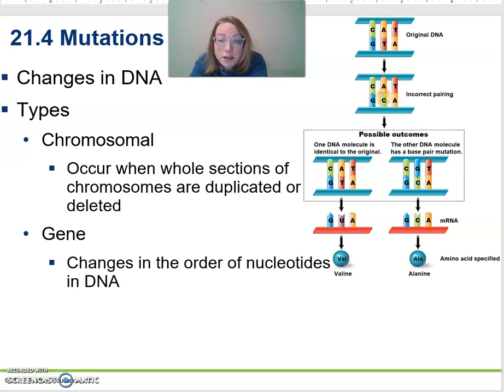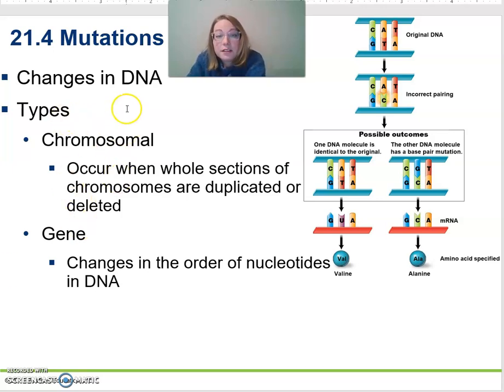So mutations are changes in DNA. One thing to note is that they can only be passed on to the offspring if it occurs in our gametes, right? Okay. So if you're functioning now and then you have a mutation in a cell on your shoulder, you can't pass that on because that cell isn't going to be sending DNA into the gametes.